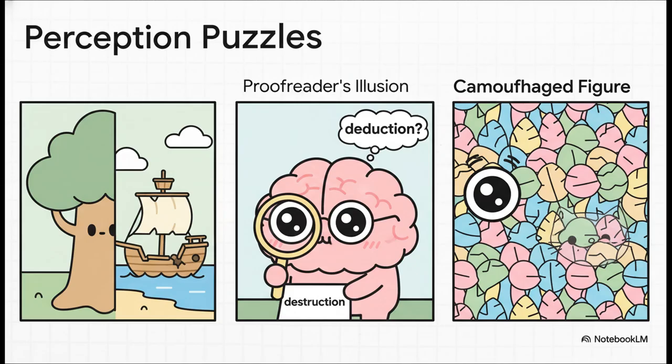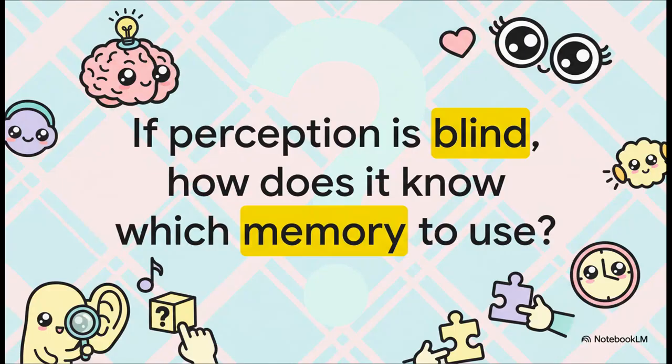And my favorite, you can stare at one of those camouflage pictures knowing a cat is in there, but your cat memory is totally useless until the pattern just reveals itself to you. These examples are the knockout blow. If your perception is just a blind factory worker grabbing random data bricks, how does it know to go search for the ship memory file and not the tree memory file? It can't. The memory theory just doesn't hold up.